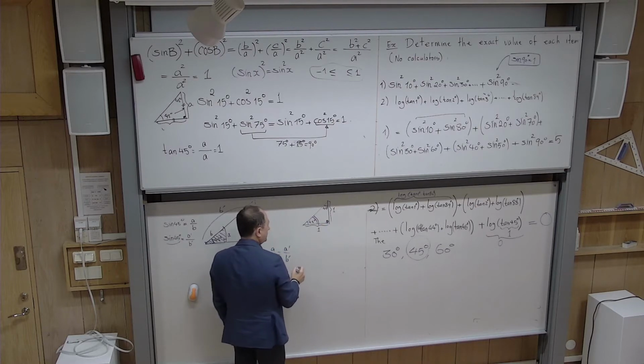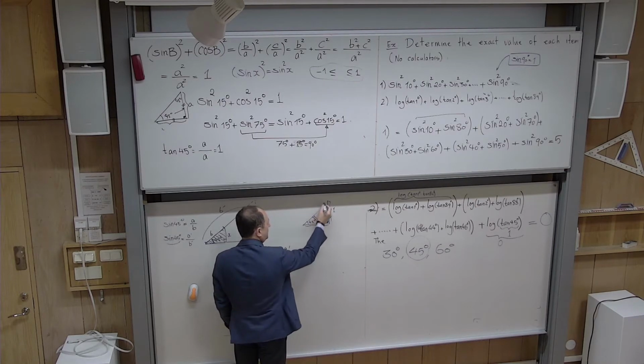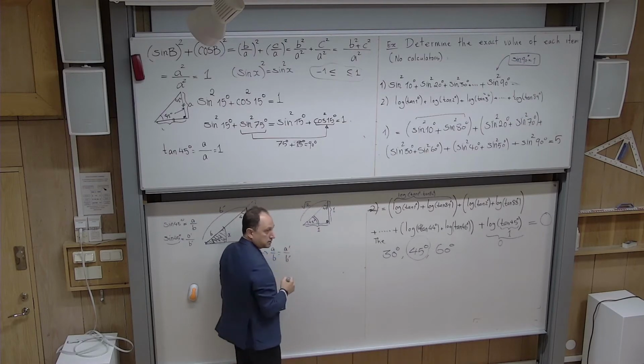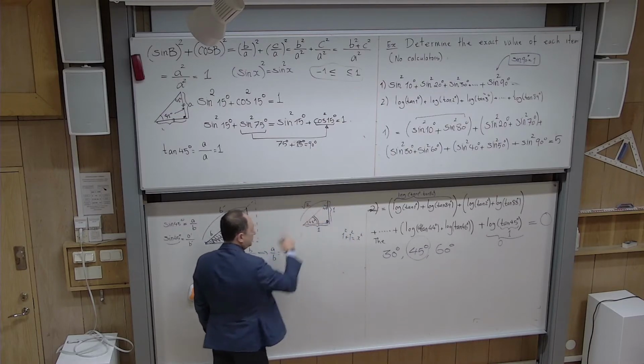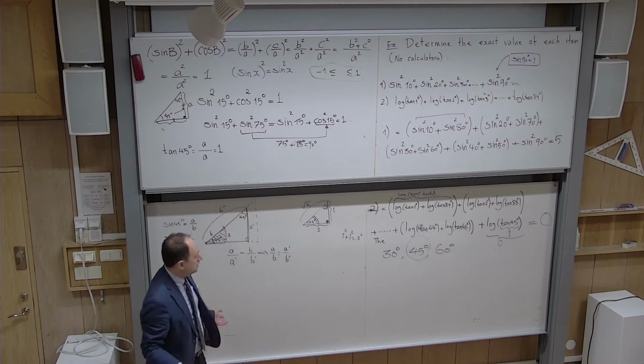If I ask you, by the way, if this is 1 and this is 1, can you tell me how much is this one? The square root of 2. Yes, because this one to power 2 plus this one to power 2 should be equal to x to power 2. So x is the square root of 2. Yes? And then everything is okay.